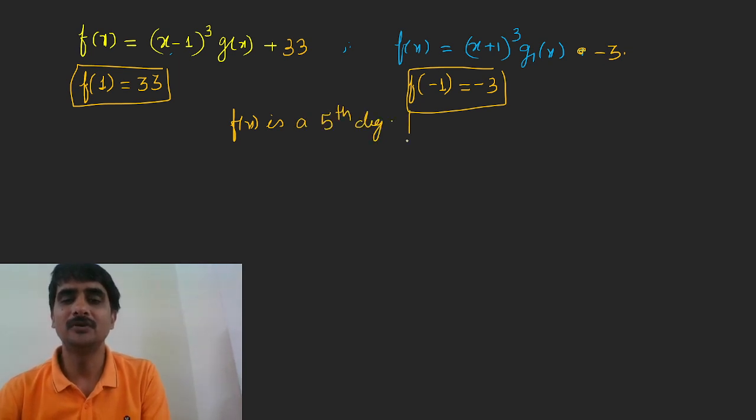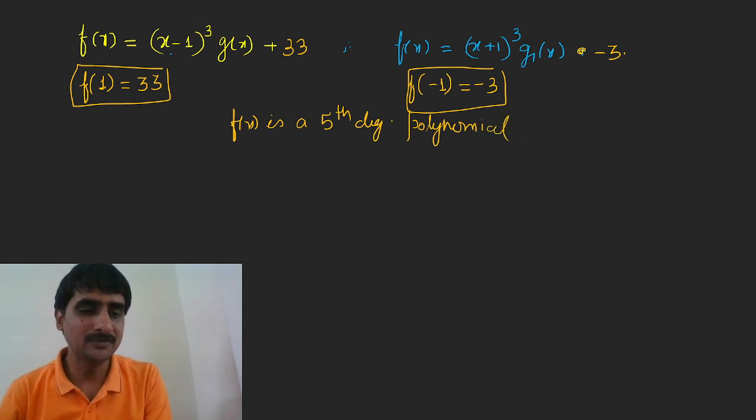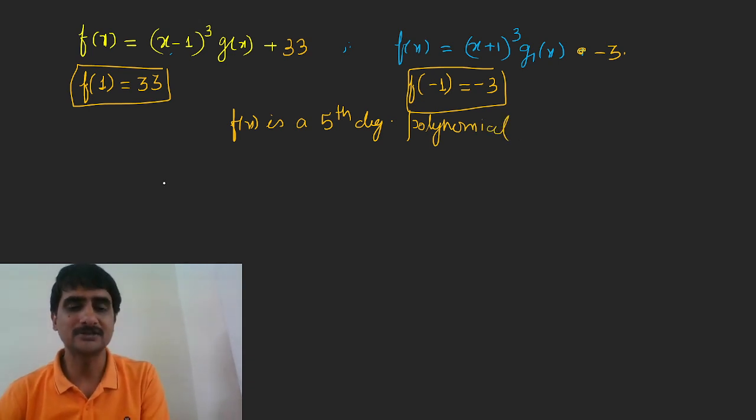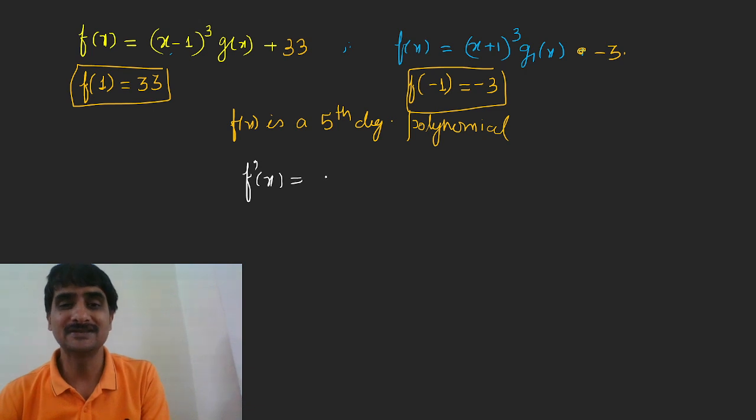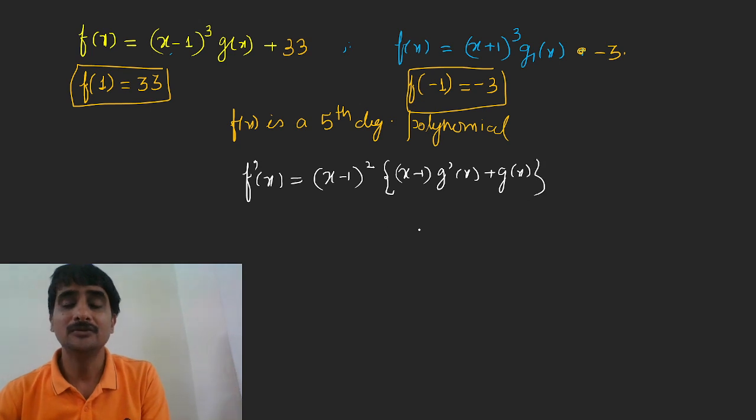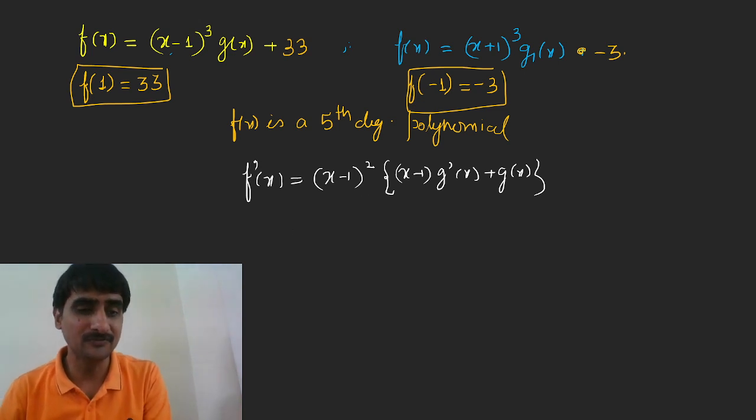The interesting thing here, children, is that if you find f dash x in both the cases, let us do it for the first one, when we have quotient as g of x. Find f dash x, and (x minus 1) whole square will definitely come out common. You have to use the product rule, so we'll get it as (x minus 1) into g dash x plus g of x. So that means (x minus 1) whole square is a factor of f dash x. That means 1 is a twice repeated root of f dash x.